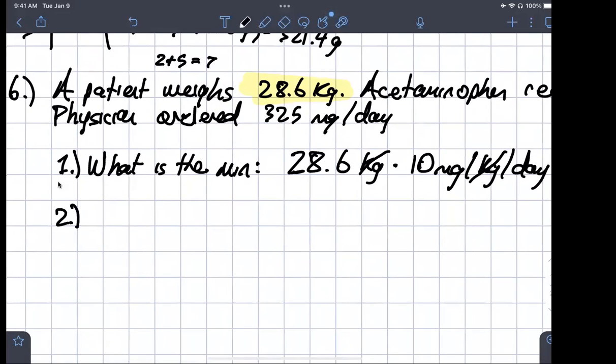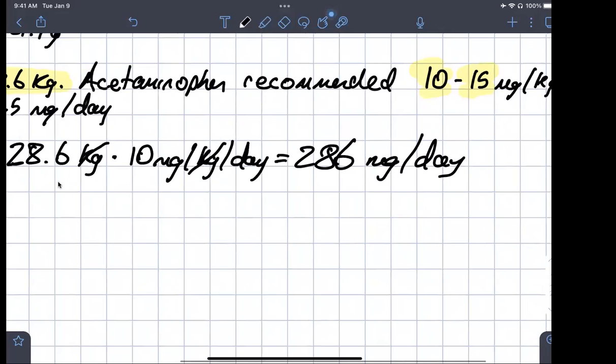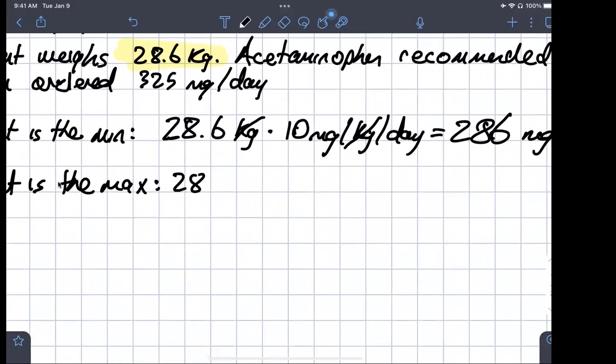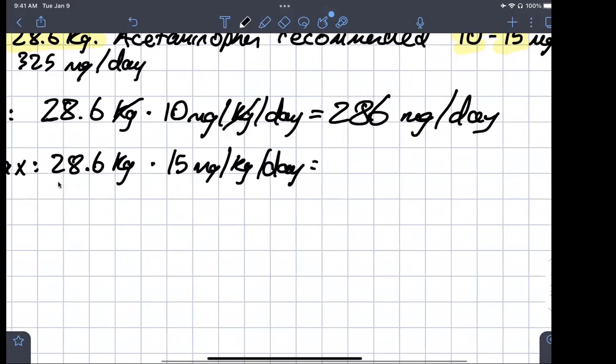Number 2. What is the max? Just like we focus on 10 because it was the lowest number, we're going to focus on the highest, which is 15. So we're going to do it the same way. 28.6 kgs times 15 mg per kg per day. And we're going to do 28.6 times 15. You'll get 429 mgs per day.